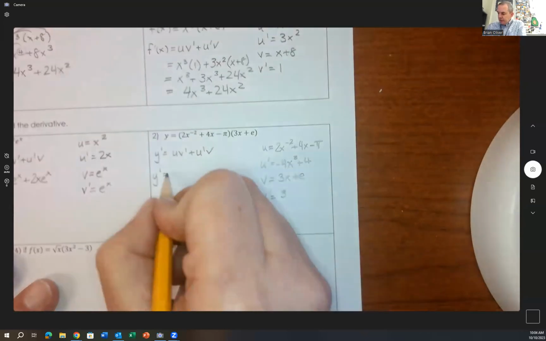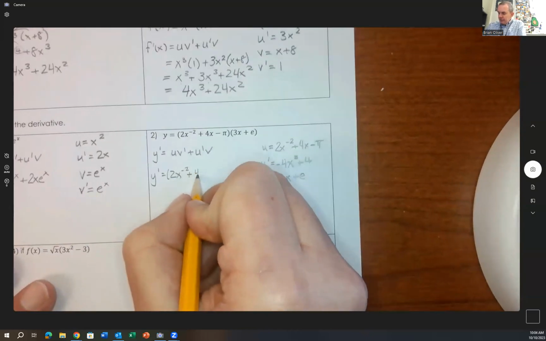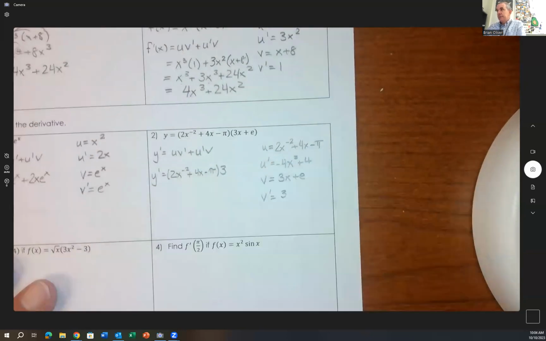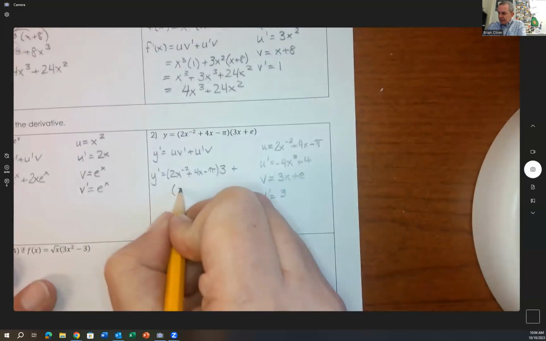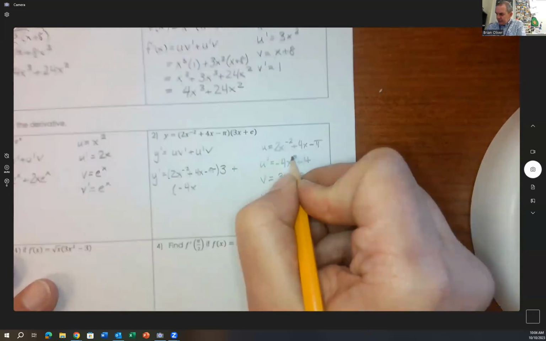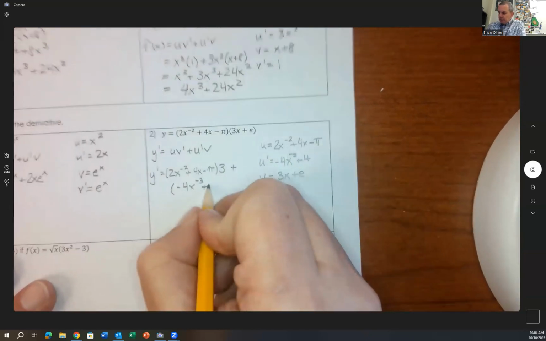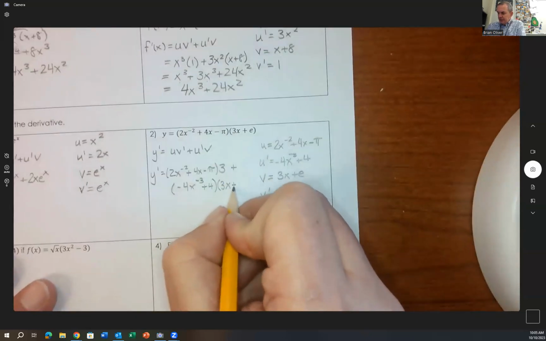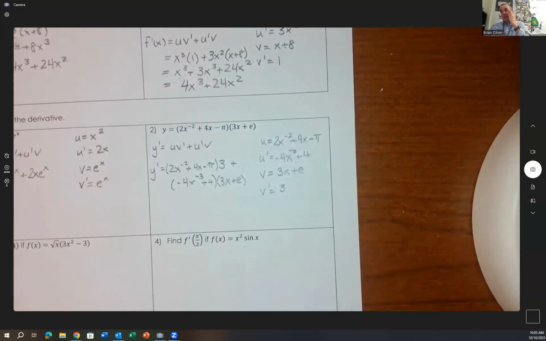So u is 2x to the negative 2 plus 4x minus pi times v prime, which is 3, plus u prime, which is negative 4x to the negative 3 plus 4, times v, which is 3x plus e. And I'm going to tell you that's the answer. We don't need to go any further than that. We don't need to do any FOIL. Don't need to do anything like that. Just leave it the way it is.